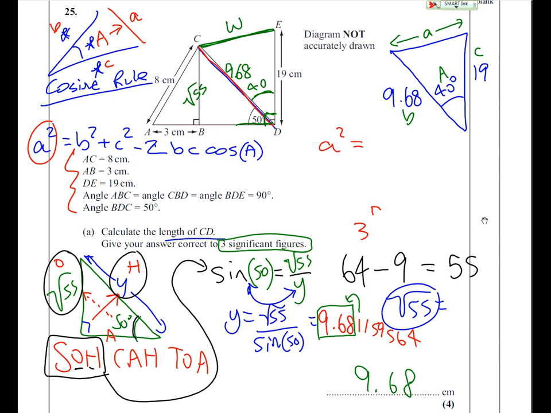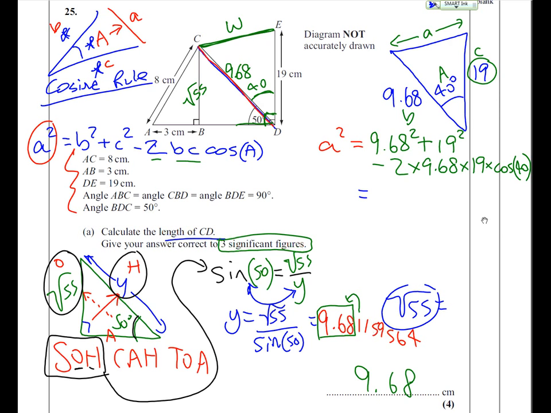So A squared equals B squared, which is 9.68, plus C squared, which is 19, minus 2 times BC times cos A, times the other 2, times by cos of 40. Make sure you're in degrees. Type that into your calculator. Let me erase some more.